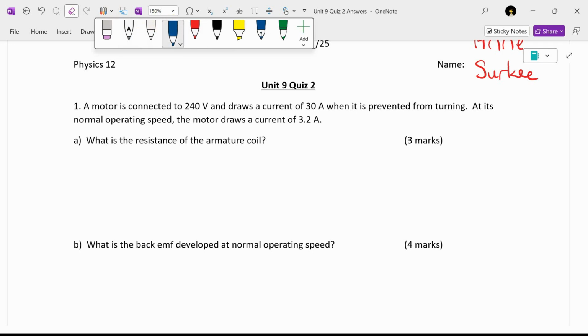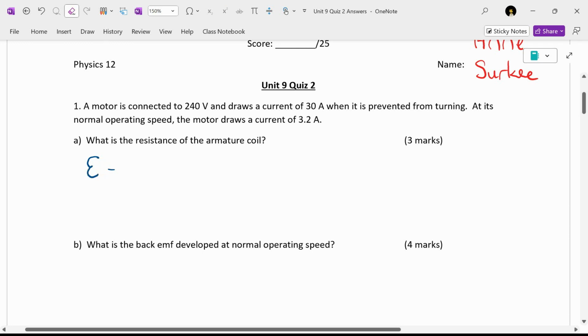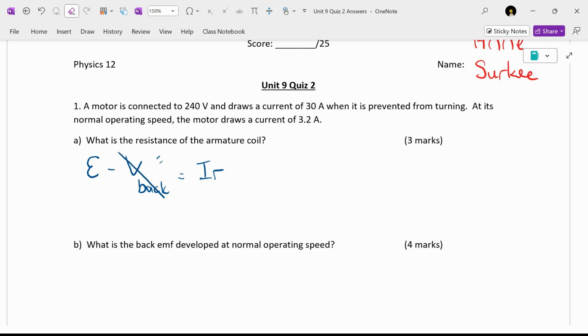So we said this. I can't remember which version I gave you on your formula sheet, but I know that the source voltage minus the back voltage leaves me the voltage left over in the coil. And if I'm prevented from turning, I know that that equals 0. So the source voltage is 240 volts. Well, let's do this a bit more algebraically.